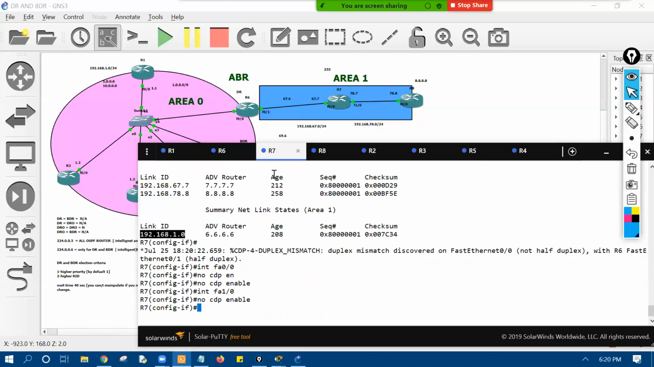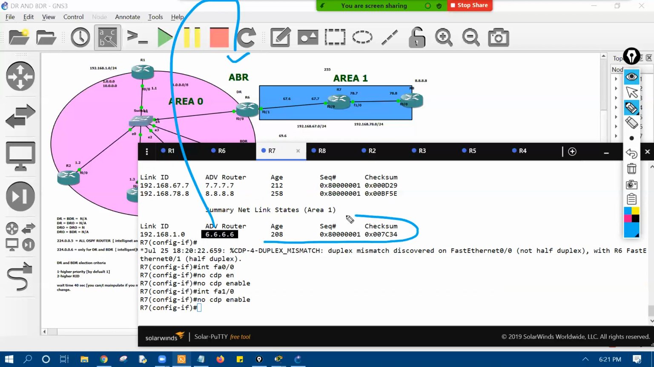And who is advertising this LSA? 6.6.6.6. And who is 6.6.6.6? ABR router. The same information that is given over there. If you see, do show IP OSPF border-router.